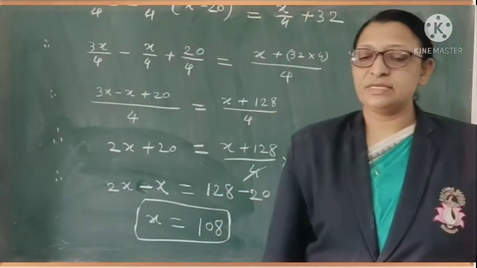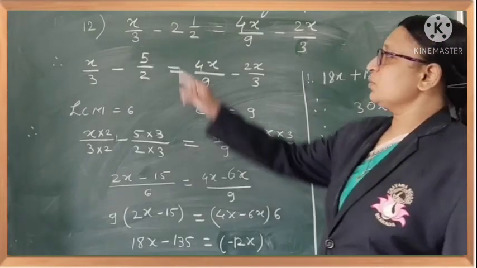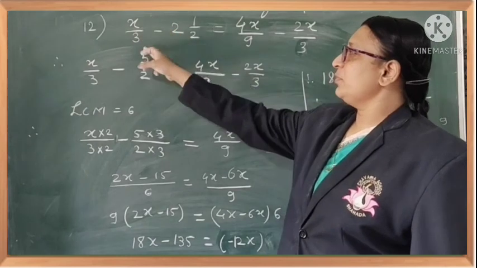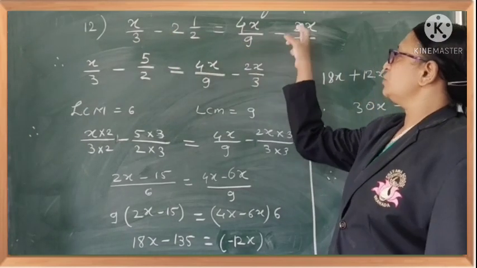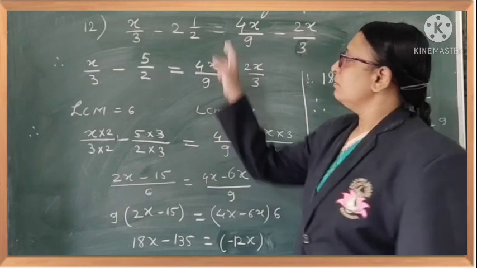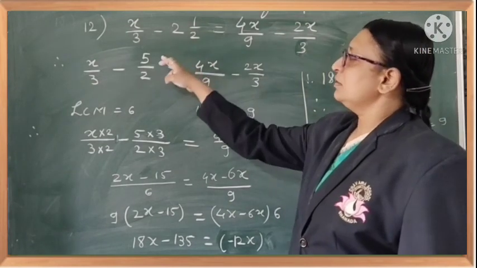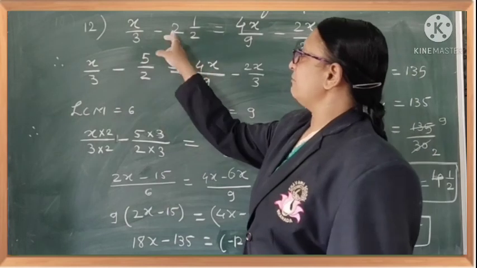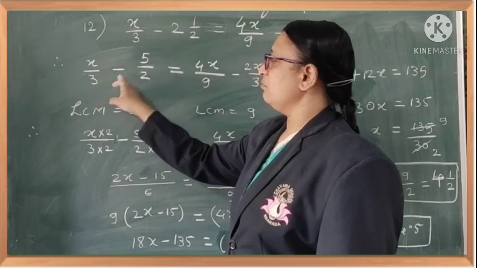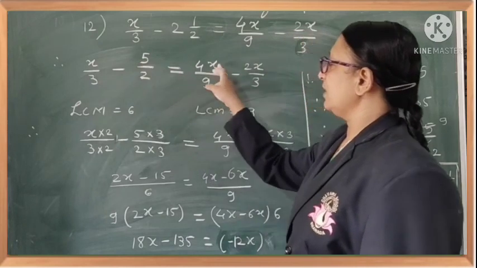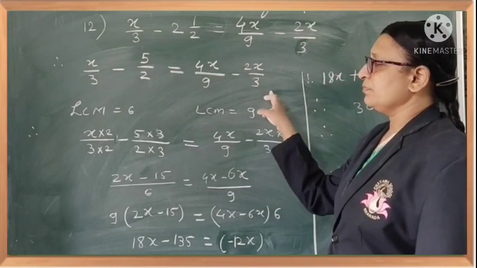Let's turn to the next example. Next example is the 12th example. x upon 3 minus 2 and 1 upon 2 is equal to 4x upon 9 minus 2x upon 3. Here we will convert this into an improper fraction. So 2 2s are 4 plus 1, 5, that is 5 upon 2. x upon 3 minus 5 upon 2 equal to 4x upon 9 minus 2x upon 3.